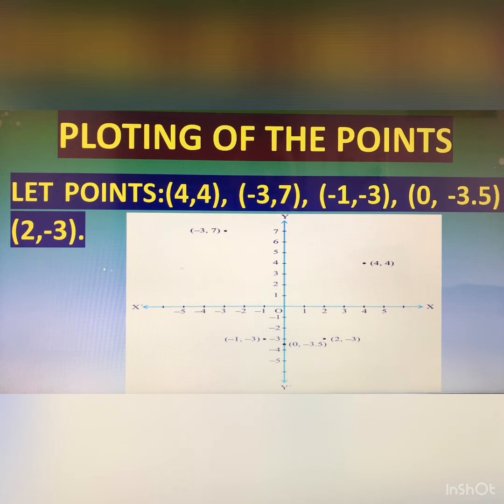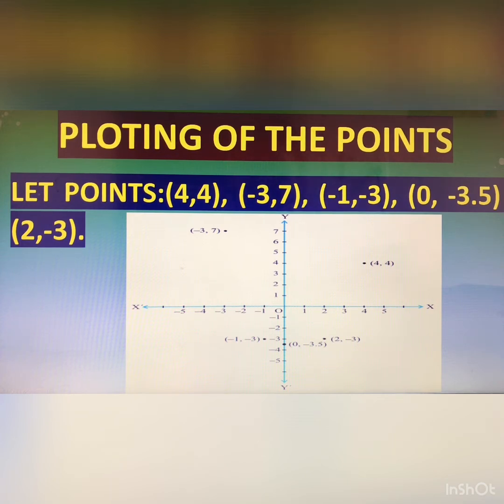And the last point is (2, -3). So abscissa is positive, so you will come 2 units on the x-axis, and ordinate is -3. So you come in front of -3 and mark a point, that is (2, -3). This is the representation of this point.